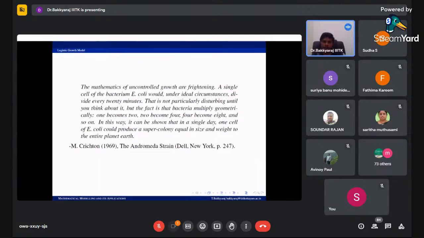So geometrically it will reproduce. In a single day, if it happened like this, but it is not the case, right? Because there is only a limited food supply, it is not possible. Suppose you assume that in one single day, a single bacterium cell will produce a super colony equal in size and weight to the entire planet Earth. That is not realistic.